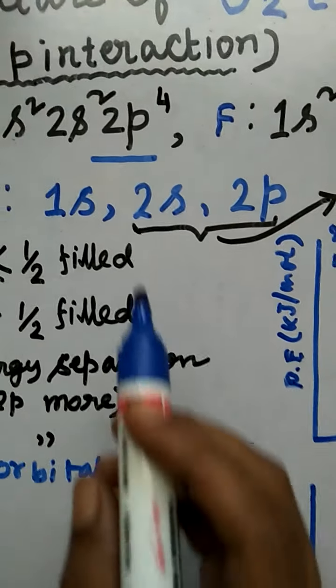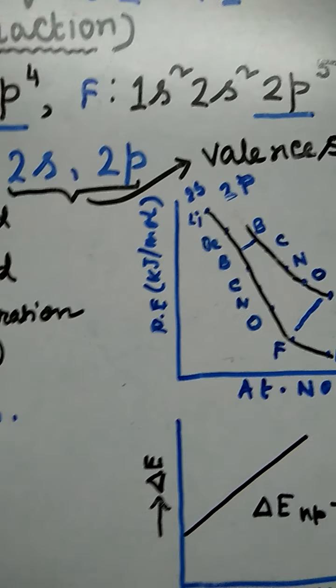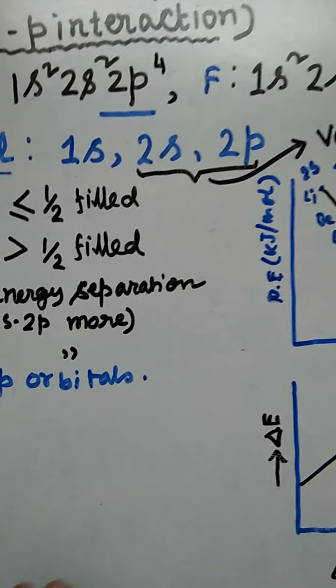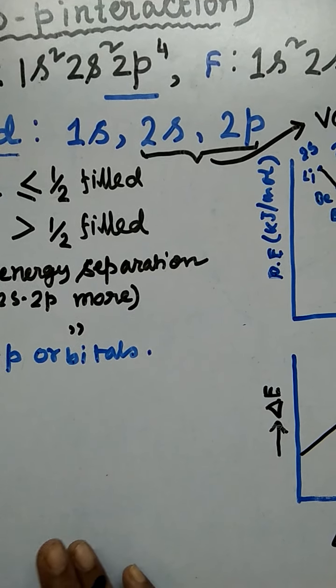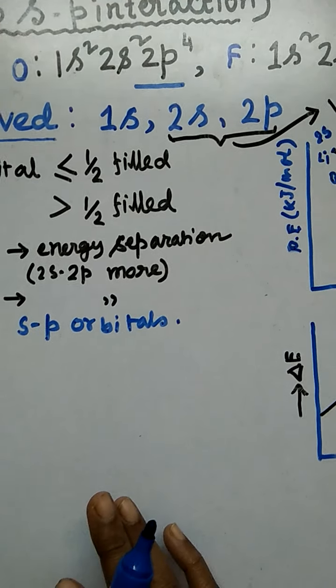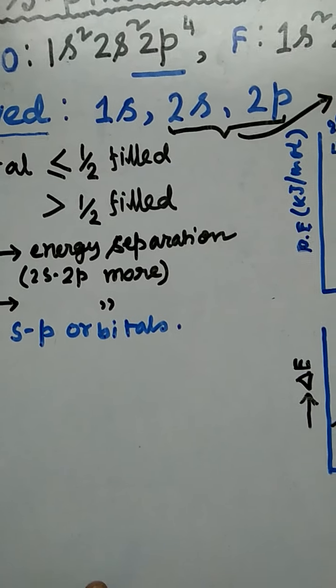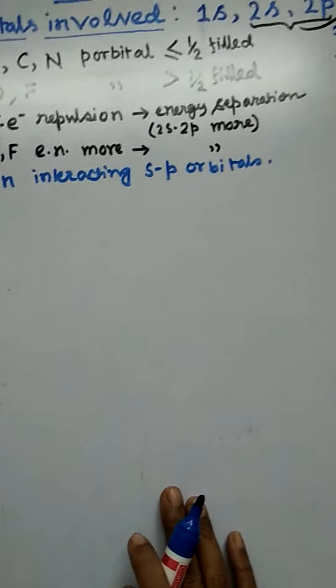Now we will draw the MO picture for oxygen and fluorine. For oxygen the orbitals involved were 1s, 2s, and 2p. These 2s and 2p are the valence shells. So we can draw considering the 2s and 2p, or you can draw 1s also, but actually 1s does not take part in the formation of the molecular orbital because it does not take part in the formation of bonds. So we can start from 2s and 2p.